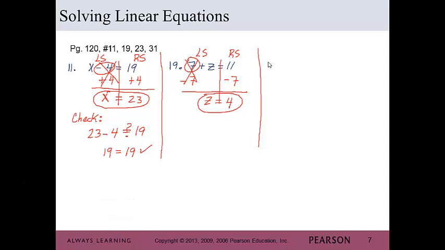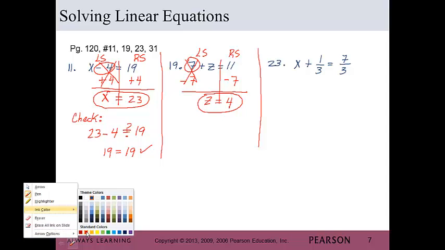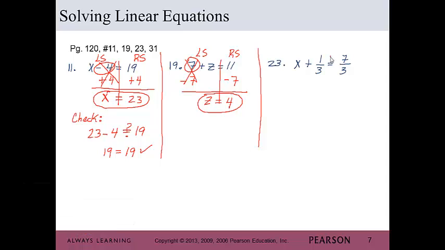All right, number 23. So we have x plus 1/3 equals 7/3. Again, we're going to draw a line down the equal sign. This will be the left side, and this will be the right side. And our goal is to solve for x.